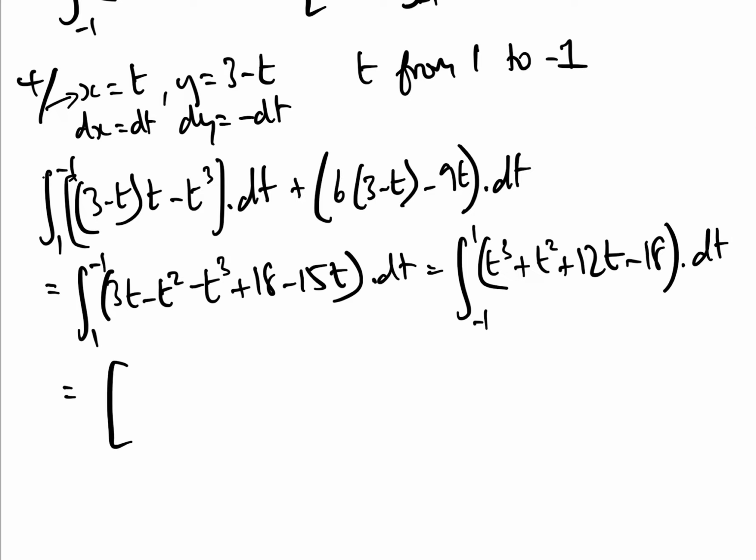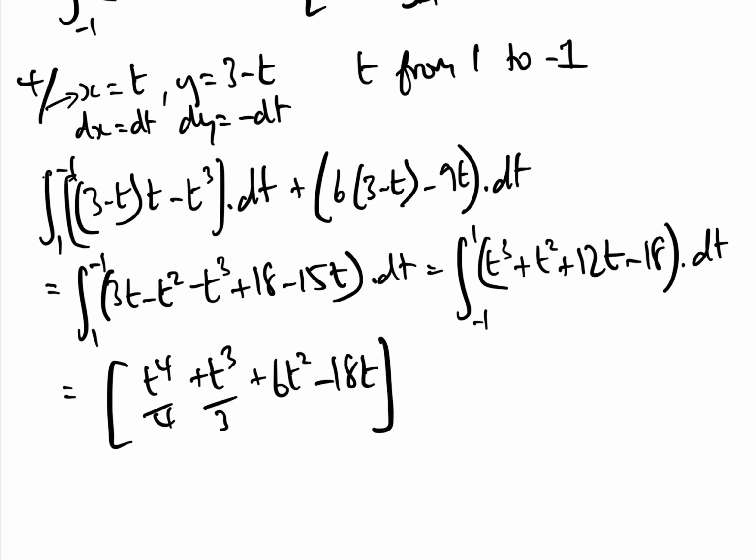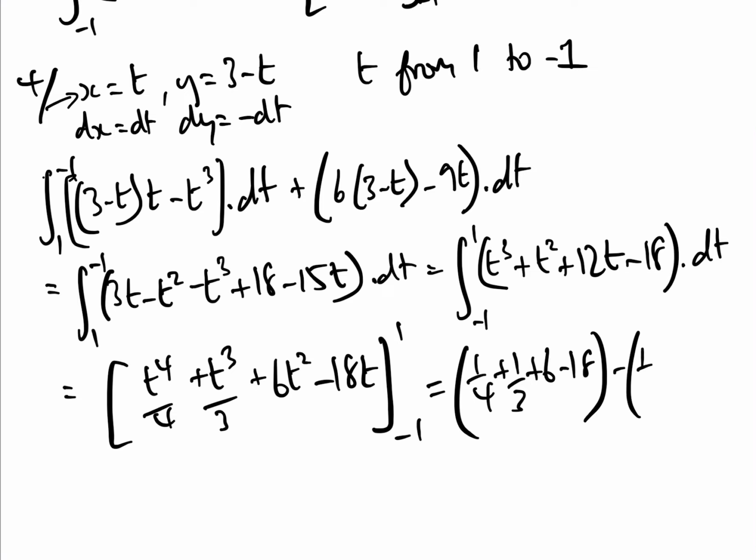dt, which equals, we're nearly there, t to the 4 over 4, add t cubed over 3, add 6t squared minus 18t between 1 and minus 1, and that equals a quarter, add a third, add 6 minus 18, minus a quarter, minus a third, add 6 minus 18, which equals 2/3 minus 36.